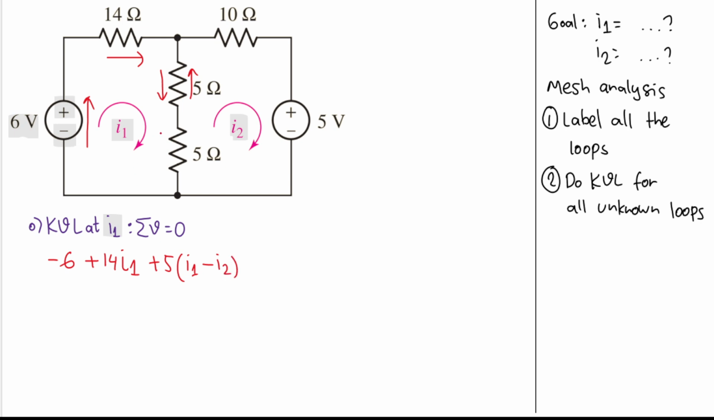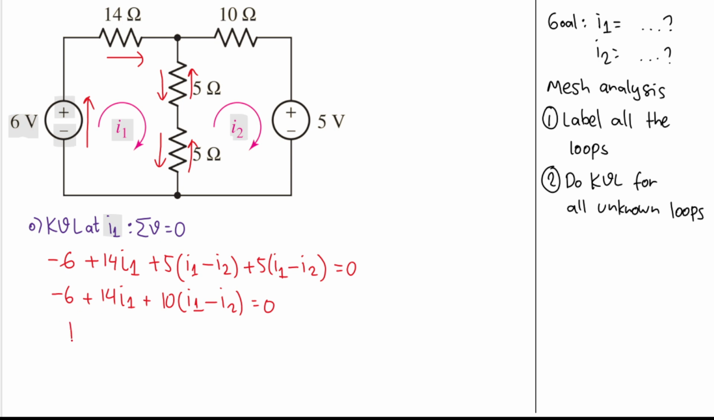And again, the same story for this 5 ohm resistor, right? Because I1 is going down and I2 is going up. So we will have plus 5, multiplied by I1 minus I2. Good. And all of that will equal 0. Okay, now let's simplify things here. I will have minus 6 plus 14 I1. And then I think I can merge this one into 10, right? So we'll have 10 I1 minus I2. And that will equal 0.